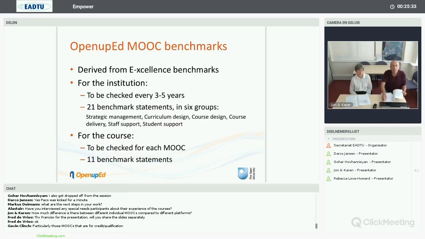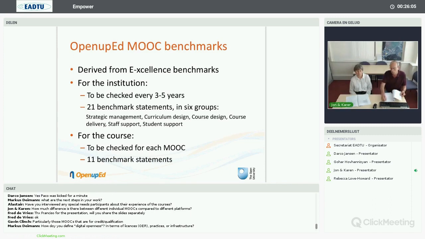OpenupEd itself, the quality part of that is based around benchmarks, which have been derived from the e-excellence benchmarks, which have been well tested over the years. They can be divided into a number that are appropriate to the institution, so appropriate to the large supporting structures that are used before the particular individual MOOC is created. And there are a number, 11, which need to be checked for each individual MOOC. So those are a little bit more focused.